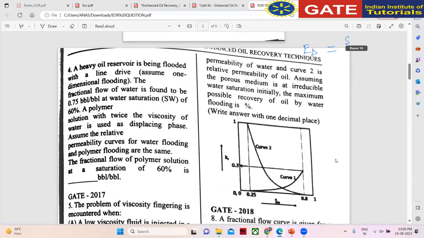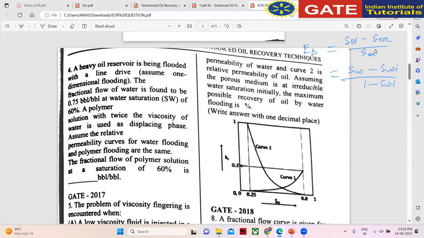So we have the formula SOI minus SOR divided by SOI, or the other formula, 1 minus SWI. There are two formulas. You can apply either the first or the second, and your answer will be the same. So from the permeability data, first you note down the values of SOI and SOR.